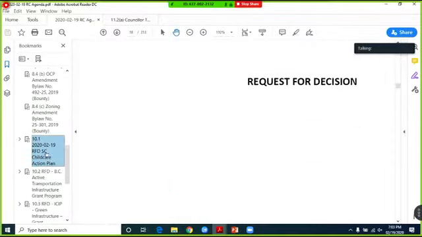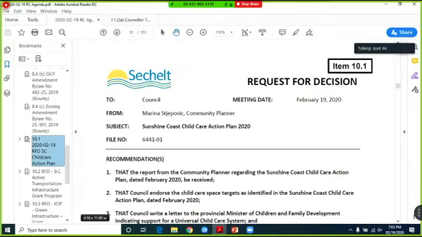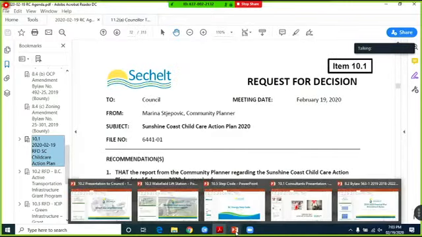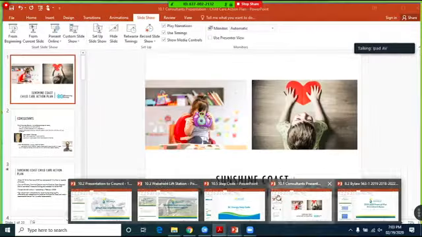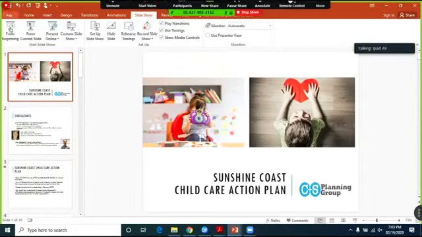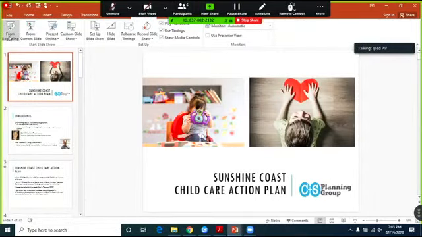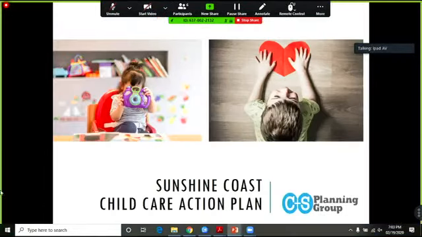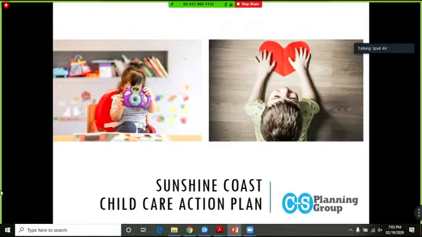And item 10.1 is a report on the Sunshine Coast Childcare Action Plan. And we have with us Marie Stanborough from CNS Planning Group. So if you push the button, your presentation will be up there, and we look forward to your presentation. Thank you. Thank you, Mayor and Council.